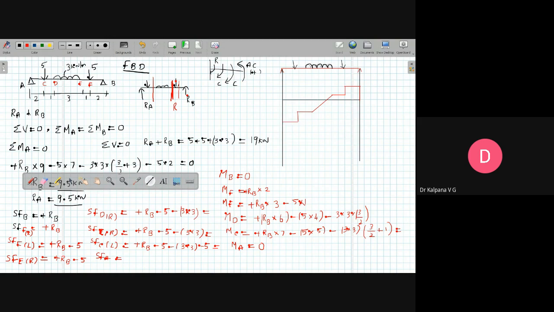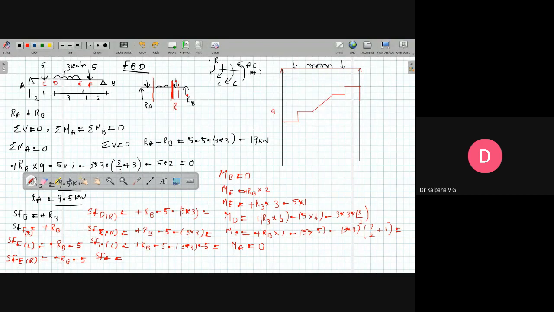You just get me the values of shear force at different points. You can see shear force at D to the right, shear force at C to the right, both are same. So that is why it's a straight line. And then you have to add this 5 kilonewton, which is acting at C. So adding it, you will be getting another value. And then plus 5 putting, it's again 9.5. So it is 9.5. Can you follow me or not?